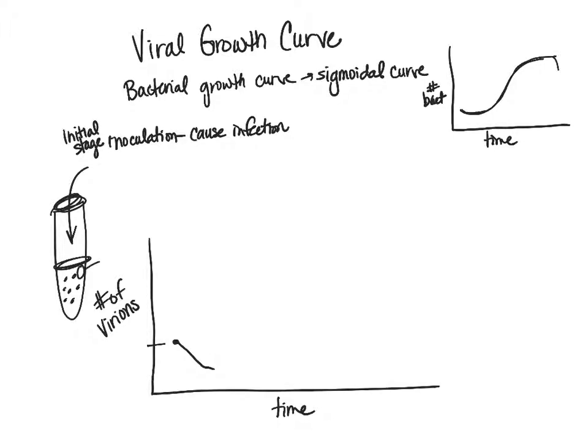If we take a part of the solution now and measure it, we're going to have a lot of virions. But those virions are going to decrease because they're going to be getting inside of the bacteria. So then it's going to move down and stay really low for a little while. This is called the eclipse phase. So this first part here was inoculation. Then we have the eclipse phase.